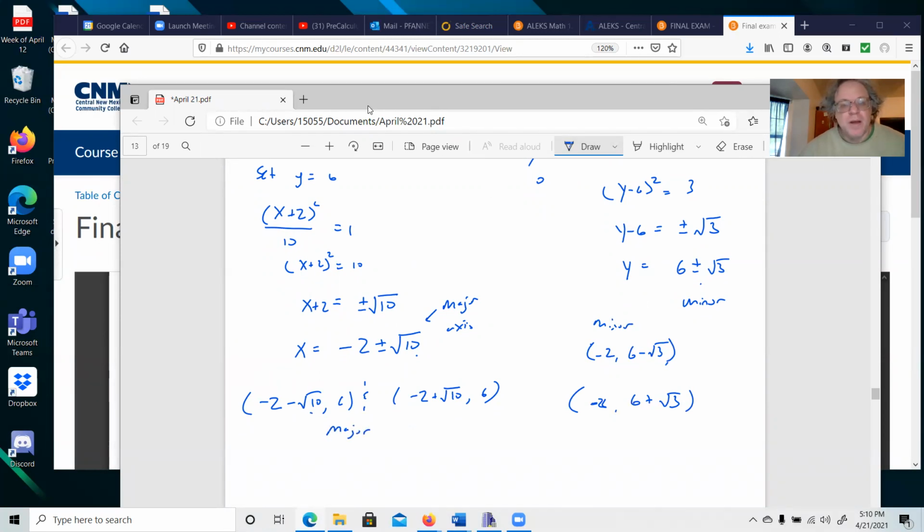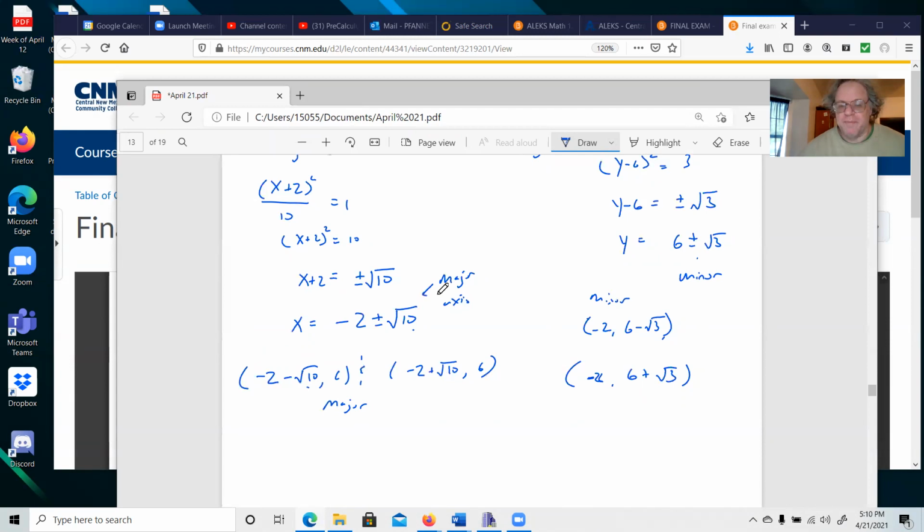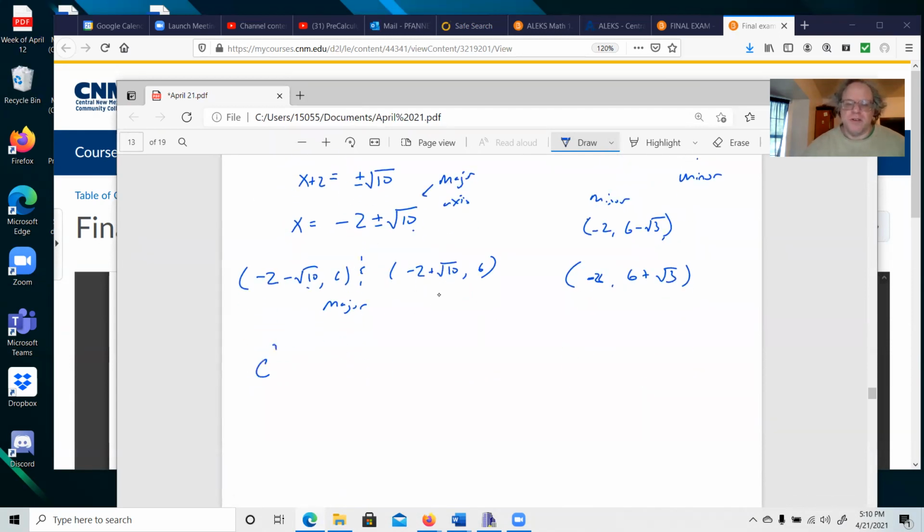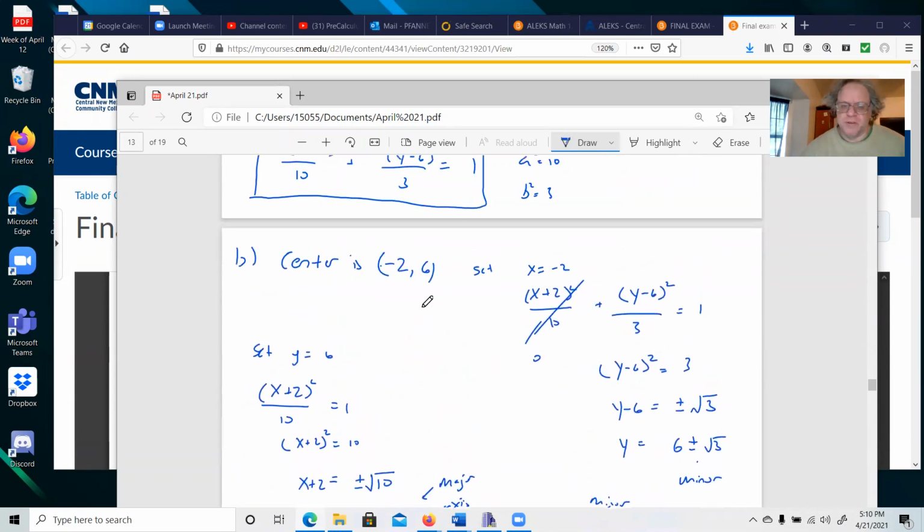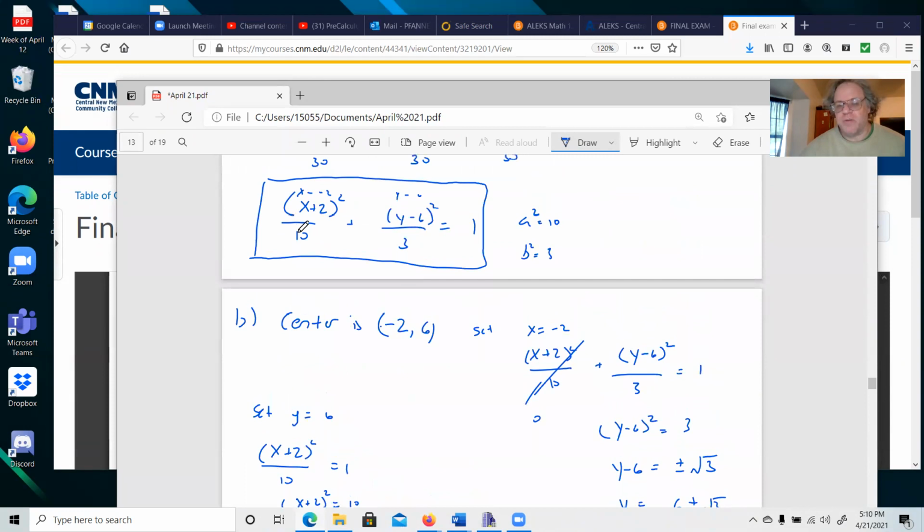Okay. So that's not so bad. So the endpoints of the major, endpoints of the minor. What are the foci? Okay. So remember, c squared is equal to a squared minus b squared. Bigger one, smaller one. Okay. If your a happens to be the smaller one, just swap them. Okay. So we have c squared is equal. Okay. What's a squared? A squared is 10. Don't you have to square something? No. A squared is 10.